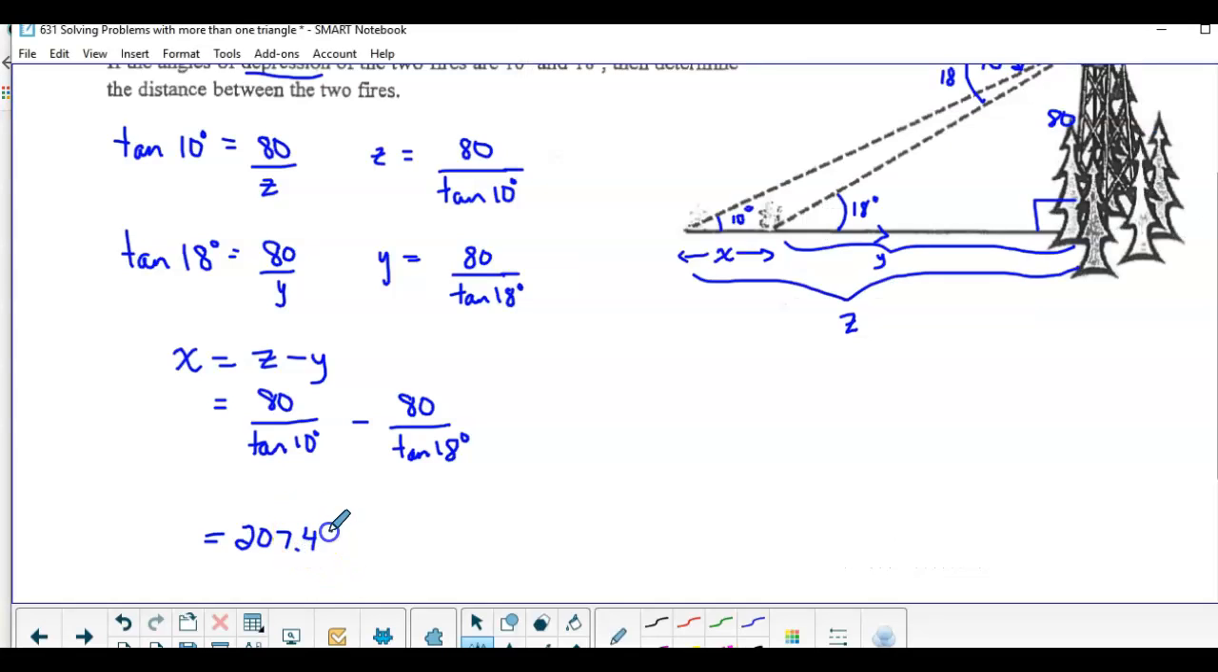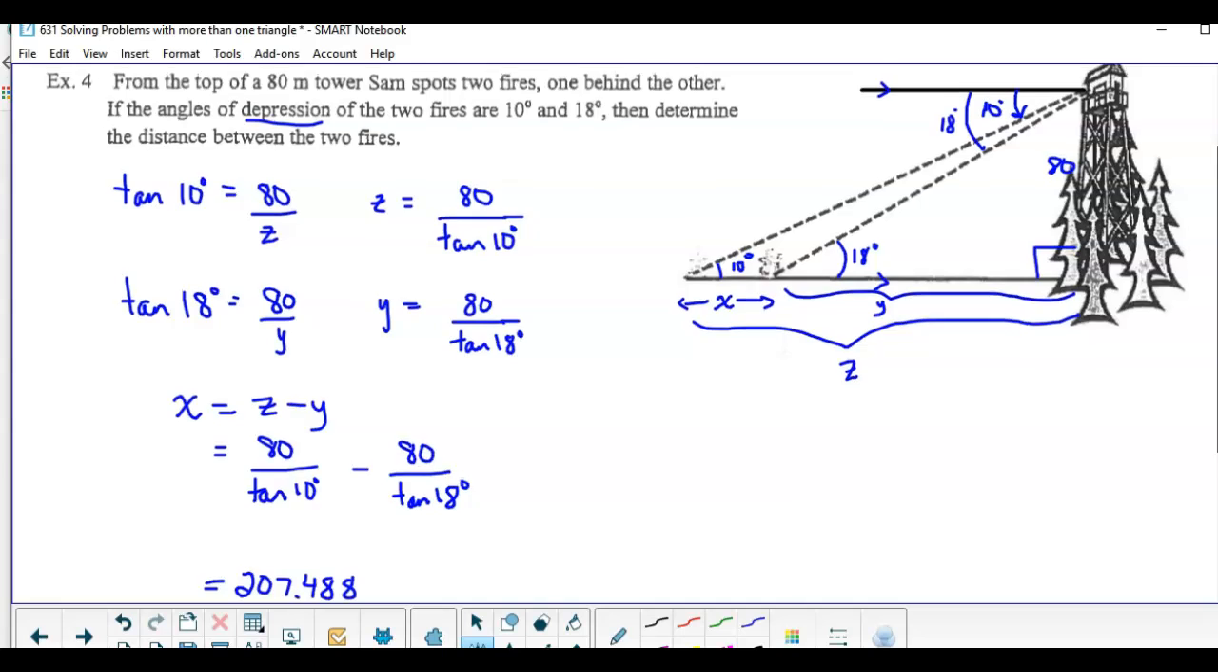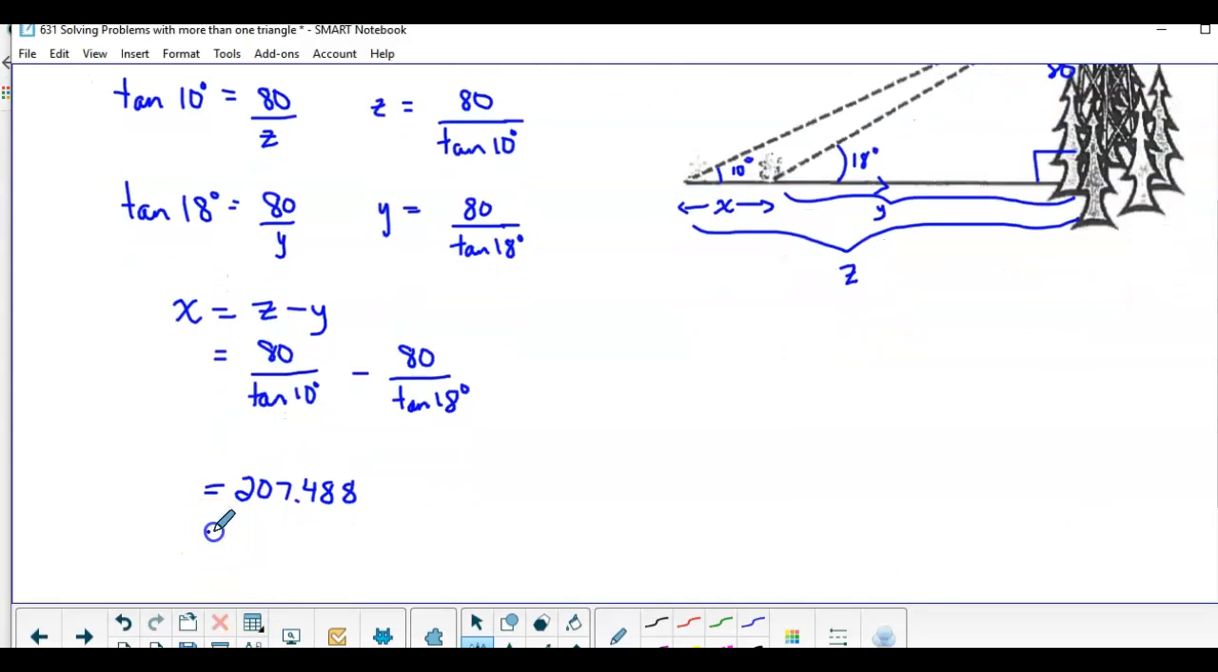207.488, to 3 decimal places. And that's the distance. It doesn't say what to round to. So normally for distances, we go to the nearest tenth. So that would be 207.5, and that is meters, because the height was given in meters.